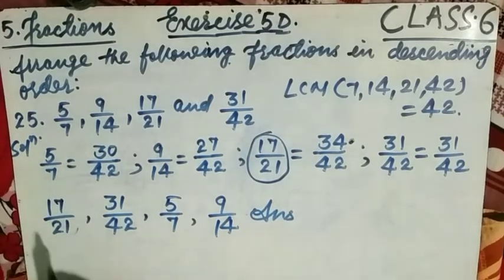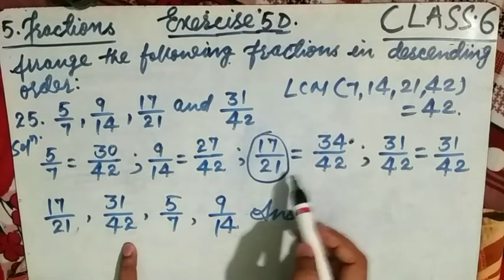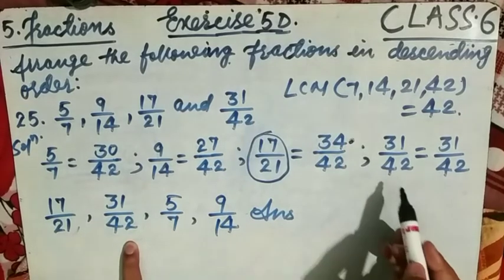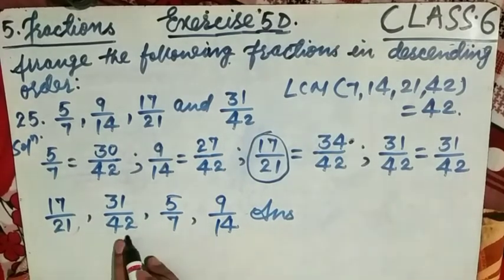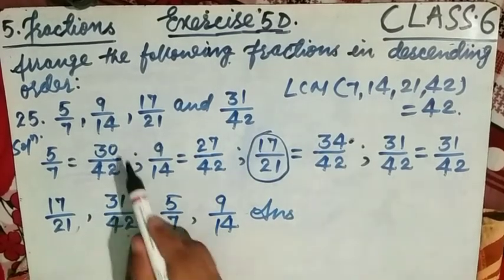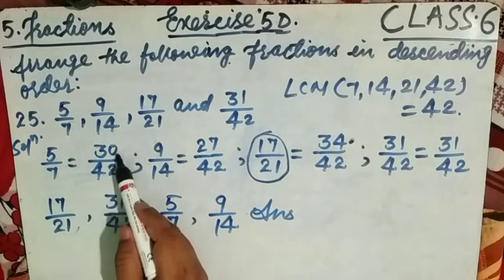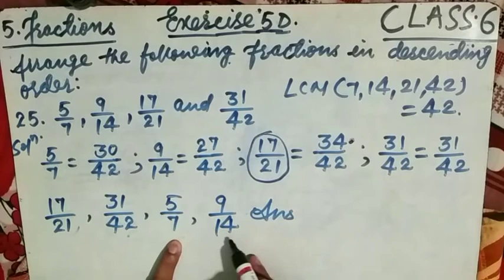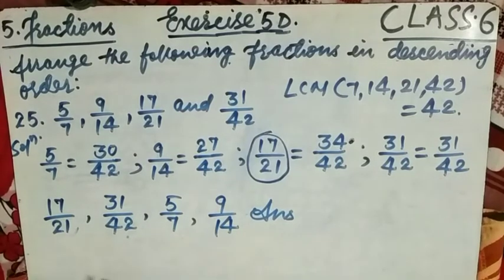Then the smaller, just a smaller one. Here 31 by 42 is just smaller, so 31 by 42 is written. Then 30 by 42, and instead of 30 by 42 we can write 5 by 7. Then the last is 9 by 14. This is your final answer, and we have arranged all the fractions in descending order. This is the greatest, then decreasing, then decreasing, then decreasing. Okay, I hope you will be clear.